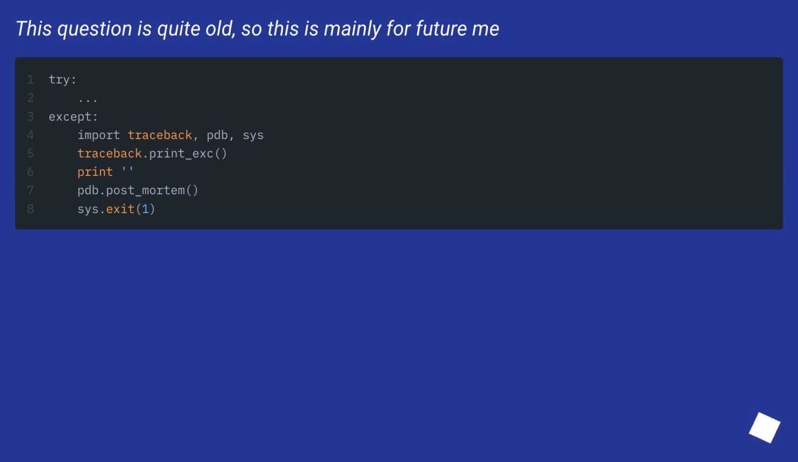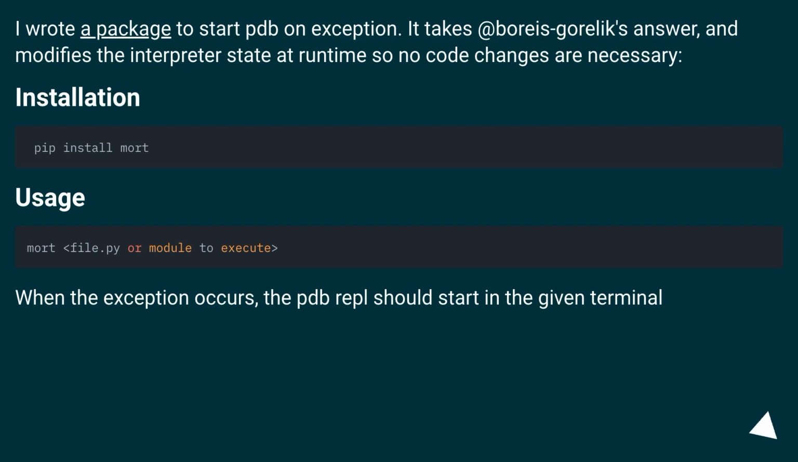This question is quite old, so this is mainly for future me. I wrote a package to start PDB on exception. It takes this answer and modifies the interpreter state at runtime, so no code changes are necessary.